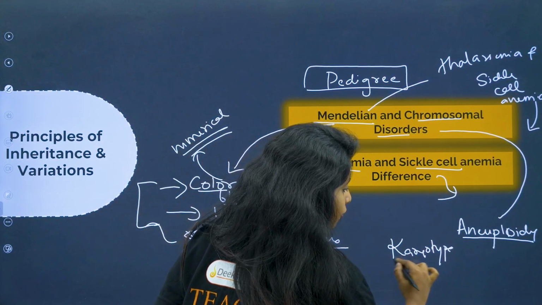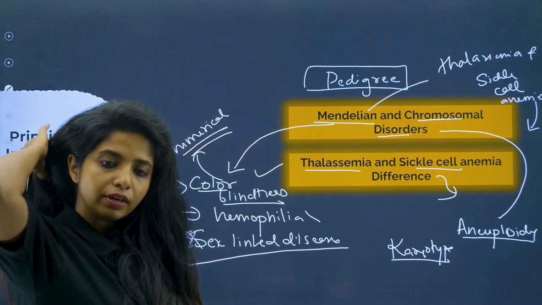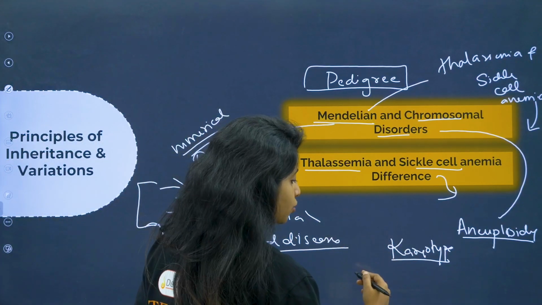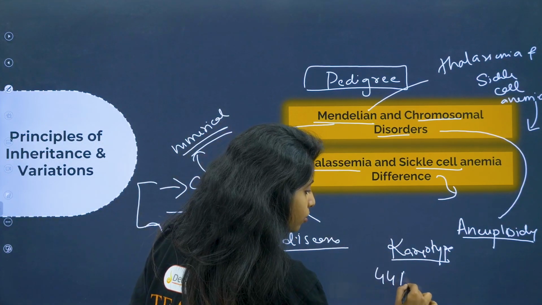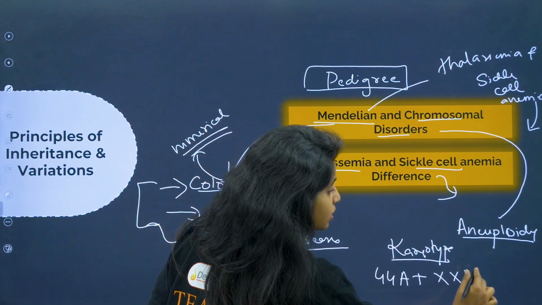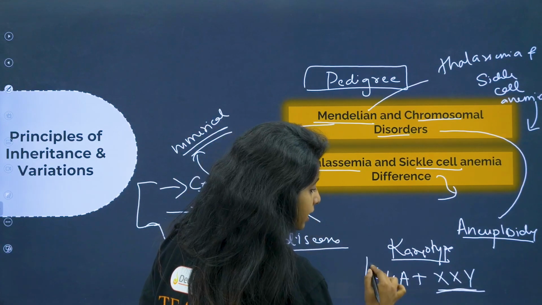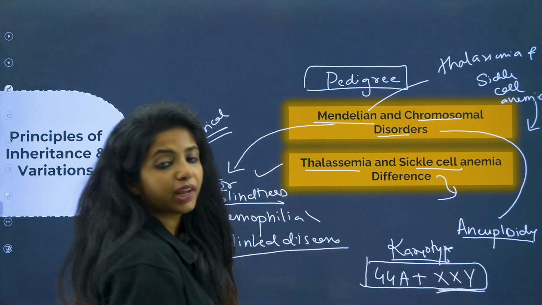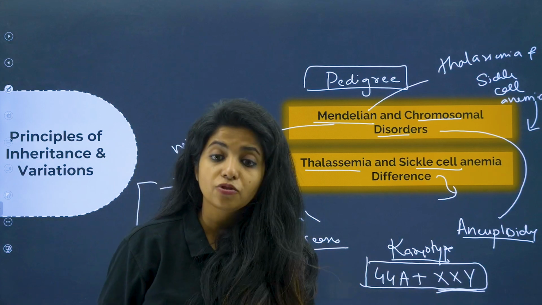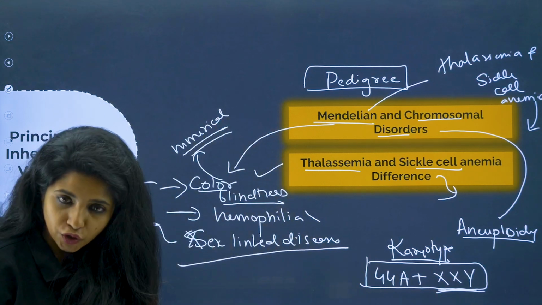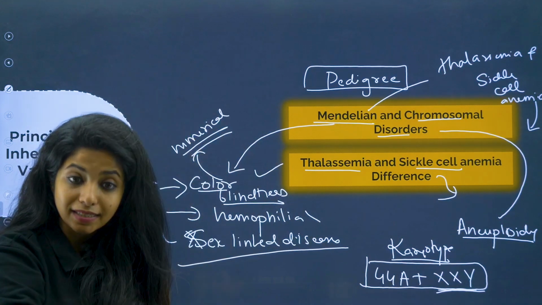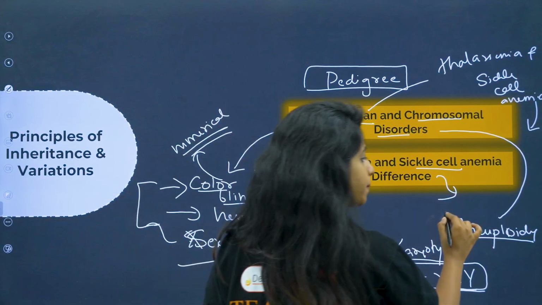For example, in the case of Klinefelter syndrome, they have one extra X chromosome. So it will be 44 autosomes plus XXY. You get this? This is the karyotype. So you should be knowing the karyotype of Klinefelter's as well as Turner syndrome as well as Down syndrome. So these are about the diseases. Aneuploidy, something very important, please do not miss.